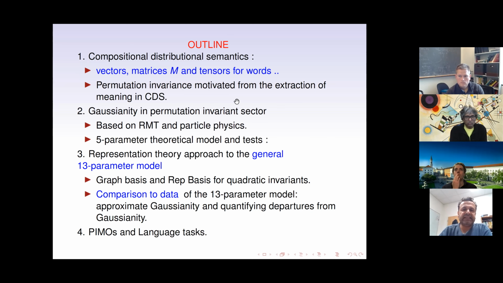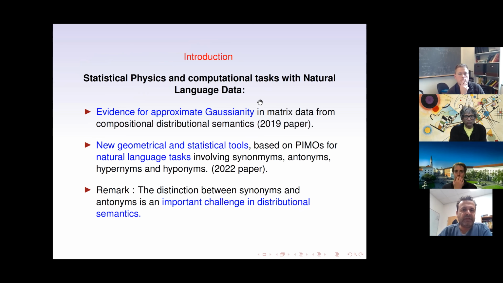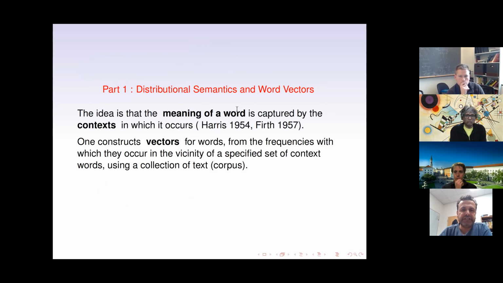Distributional semantics is the study of word vectors. The idea is that the meaning of a word is captured by the context in which it occurs. You construct vectors for words from the frequencies with which they occur in the vicinity of a specified set of context words when you look at a collection of text.